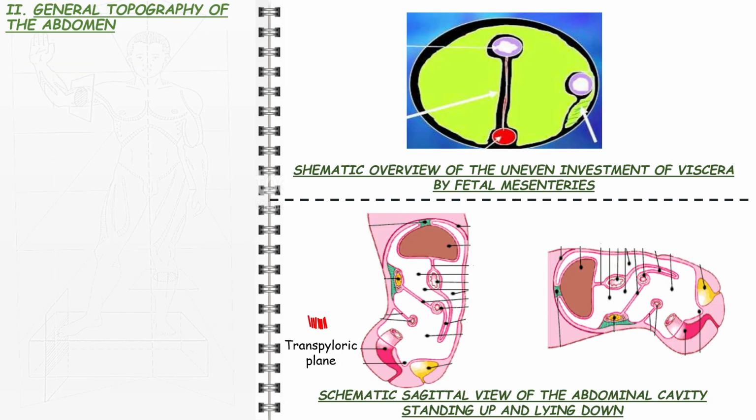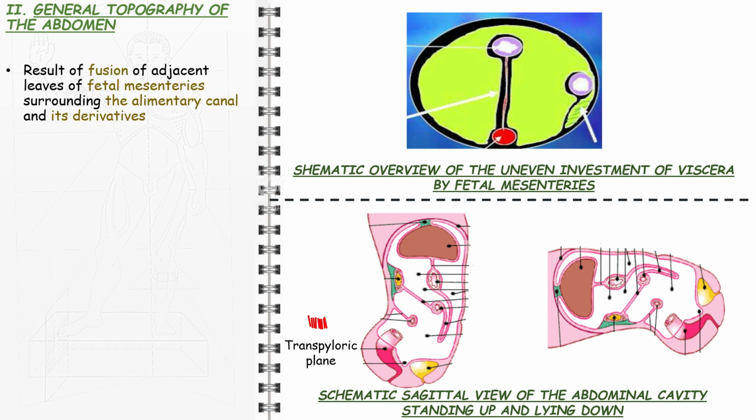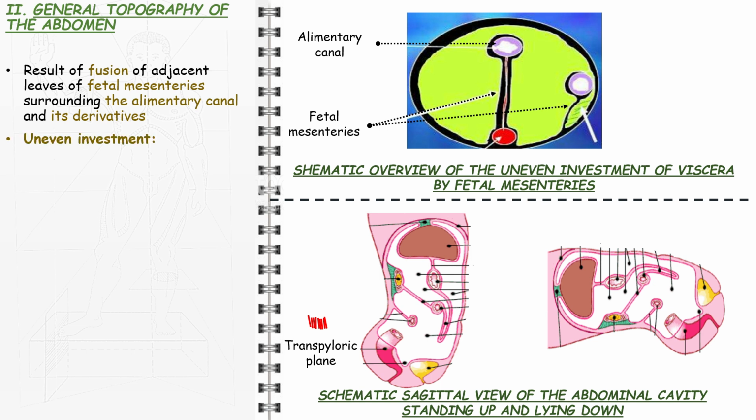The alimentary canal and its two chief derivatives, the liver and pancreas, and also the spleen, are developed in fetal mesenteries which later alter their disposition as a result of fusion of adjacent leaves of peritoneum. The liver and spleen remain invested in peritoneum, but the pancreas becomes retroperitoneal. The alimentary canal is invested unevenly. Parts of it are free to swing on peritoneal folds, mesenteries. Other parts become plastered down to the posterior abdominal wall.